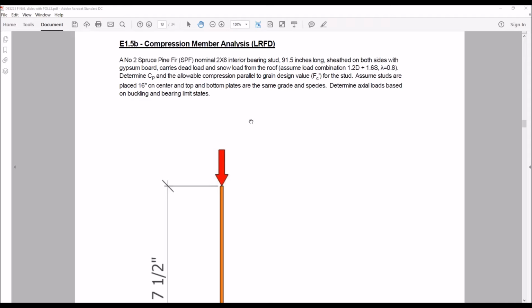We're going to calculate the C sub P factor, which is our column stability factor. As we go through it, you might notice some similarities between the column stability factor in this example and the beam stability factor in the last example. We'll also calculate the allowable compression parallel to grain design value, the F sub C prime for the stud. We're assuming the studs are at 16 inches on center and that the top and bottom plates are the same grade and species. And we'll determine some axial loads based on both the buckling and the bearing limit states.